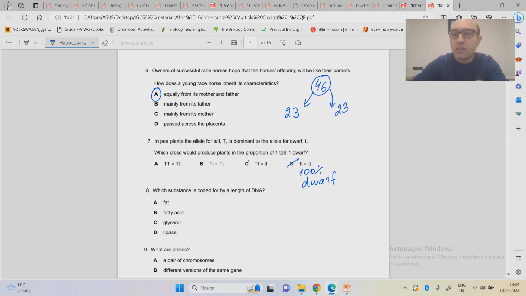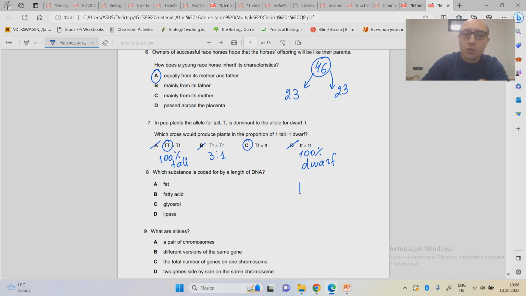C is an answer. B can't be, because if you solve by yourself, you will see that in B, ratio will be 3 to 1. 3 tall, 1 dwarf. A is incorrect, because in A, all of them, because this capital T shows, so 100% of them will be tall. So answer in here is C.